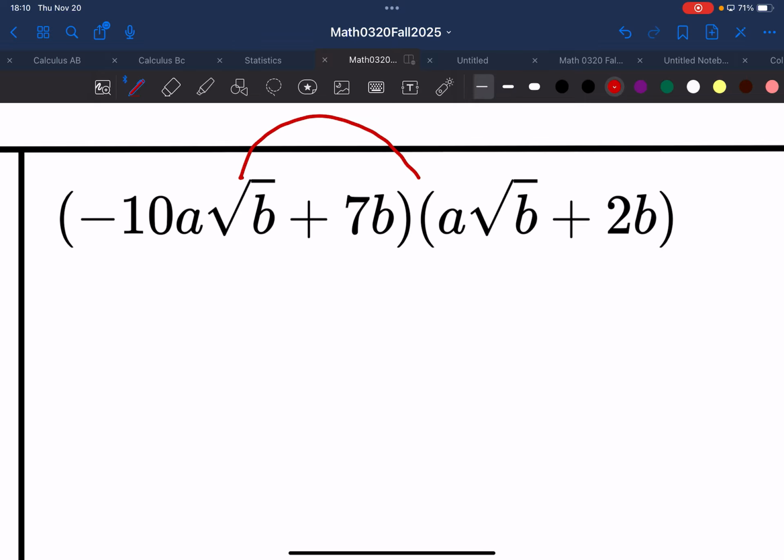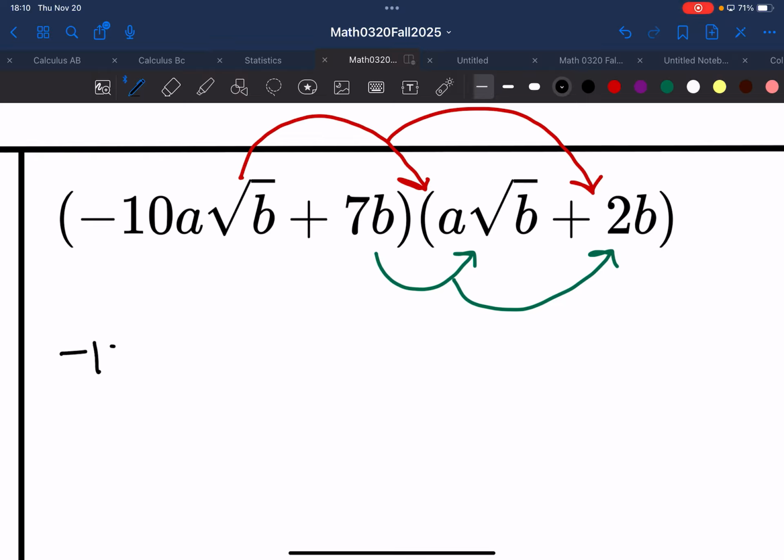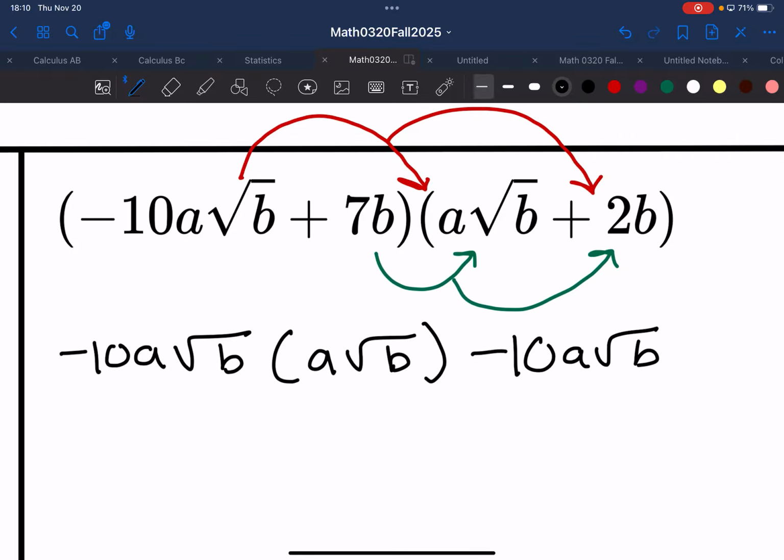Okay, so starting with the top, I'm going to multiply the negative 10a square roots of b. And then the bottom, I'm going to multiply in the 7b. Okay. So I have negative 10a square roots of b times a square roots of b. Okay. Then I have negative 10a square roots of b times 2b. So that's all the red arrows.